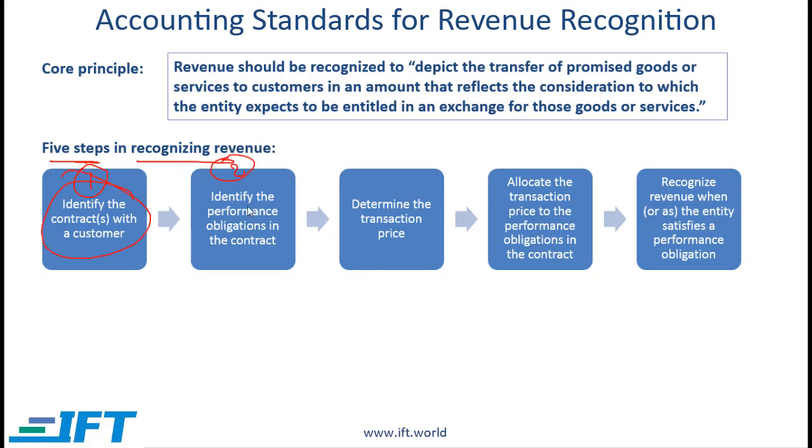Step 2. Identify the performance obligations in the contract. The performance obligations within a contract represent promises to transfer distinct goods or services. A good or service is distinct if, number 1, the customer can benefit from it on its own or in combination with readily available resources, and number 2, if the promise to transfer it can be separated from other promises in the contract.